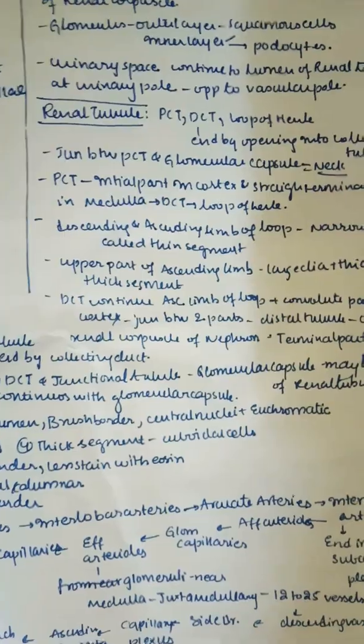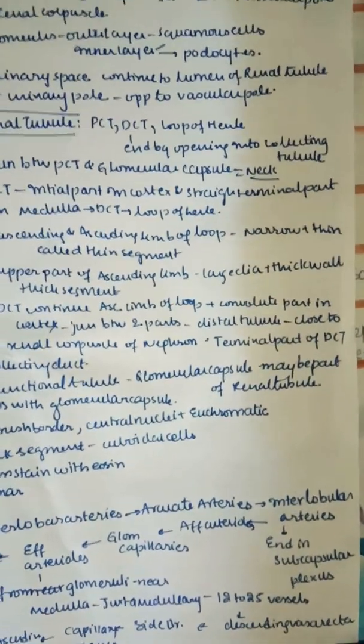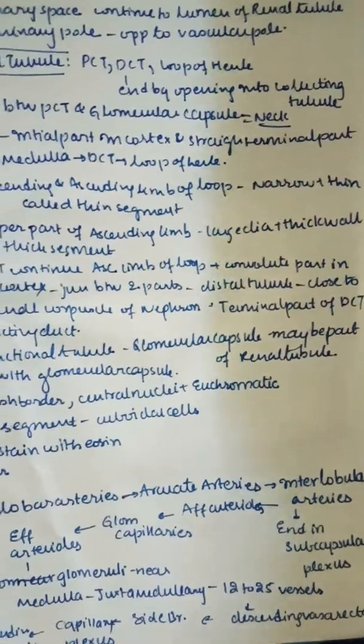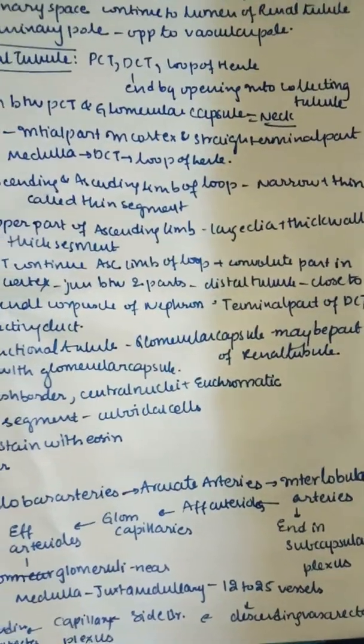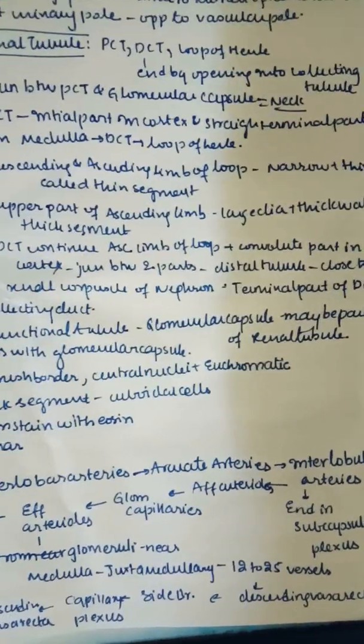and they are called the thin segment. The upper part of the ascending limb, which has large cilia, is thick walled, so it is called the thick segment.